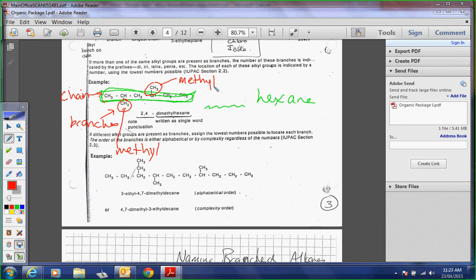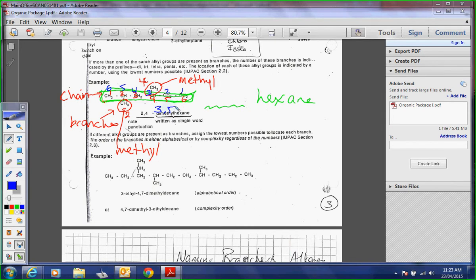Now I can number the carbons left to right, or right to left, depending on whichever number gives me the smallest number. So I could go 1, 2, 3, 4, 5, 6. The carbons are on number 2 and number 4. Everybody okay with that? Or I could follow the blue pathway and go carbon 1, carbon 2, carbon 3, carbon 4, carbon 5, carbon 6. And then my branches are on carbon 6 and carbon 3 and carbon 5.